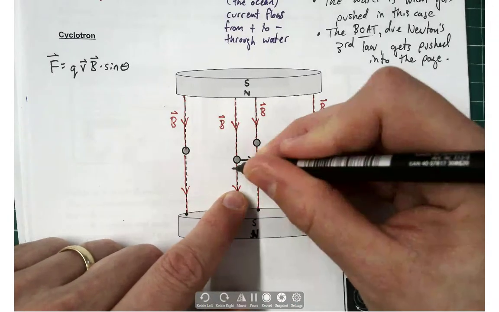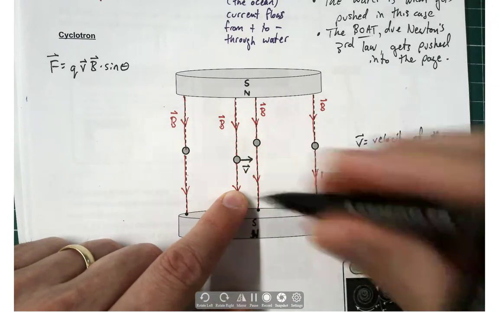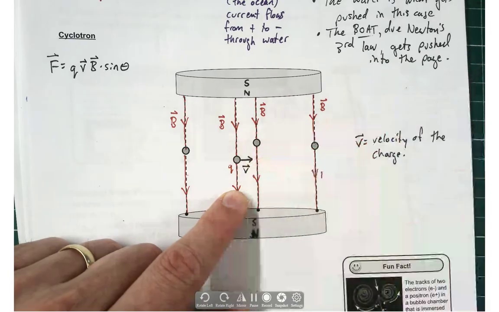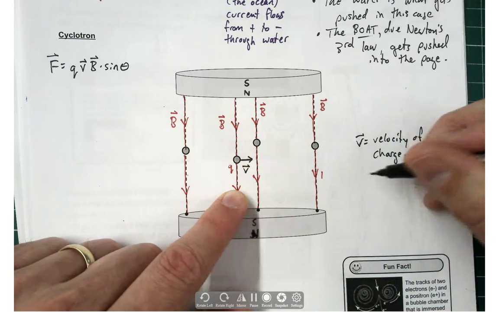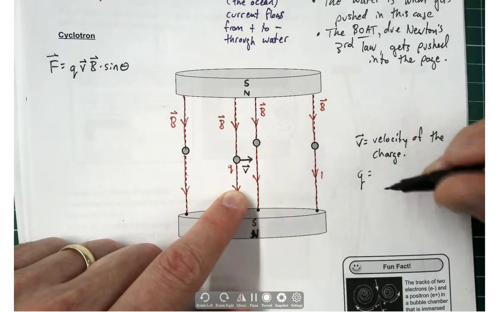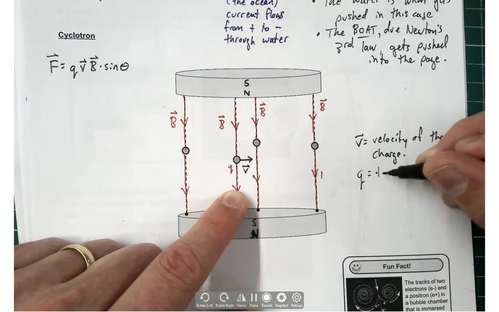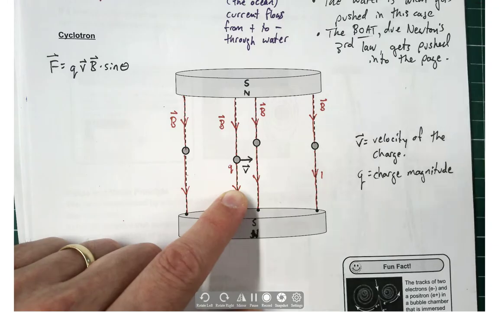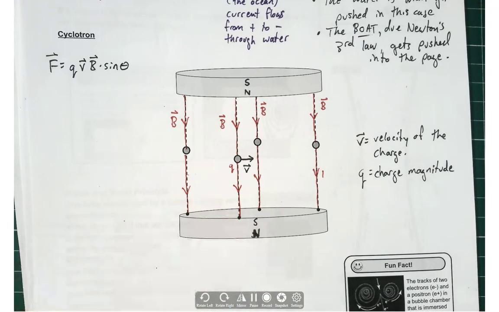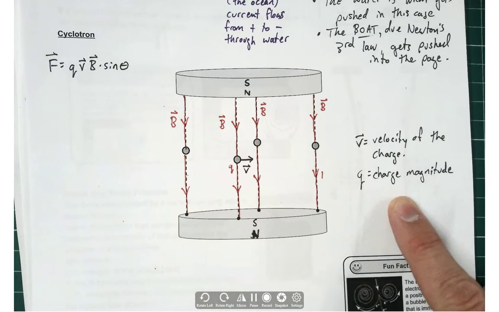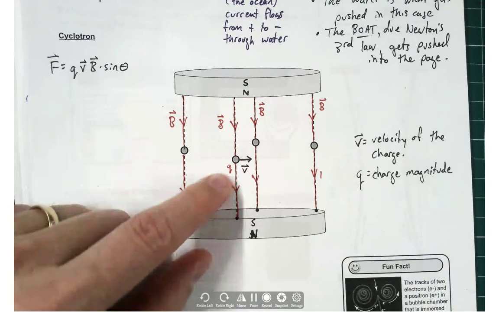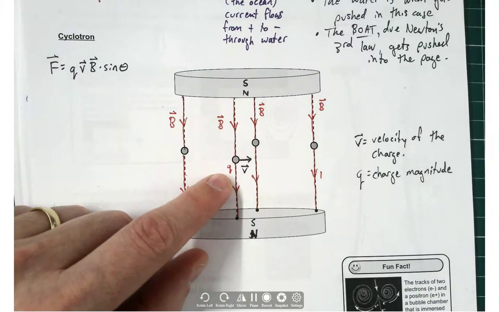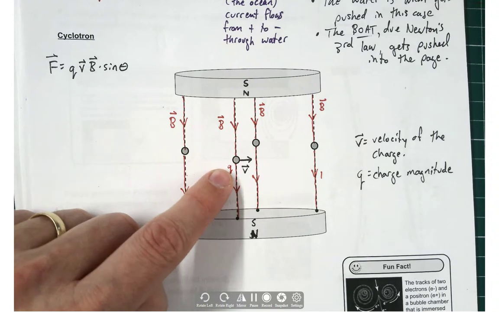I'm also going to write that there's a Q. That's the charge that's in motion. And so Q is the charge magnitude. Charge magnitude, obviously measured in coulombs, right? I'm going to add to this list on the right in a few minutes, but I want to keep on going.